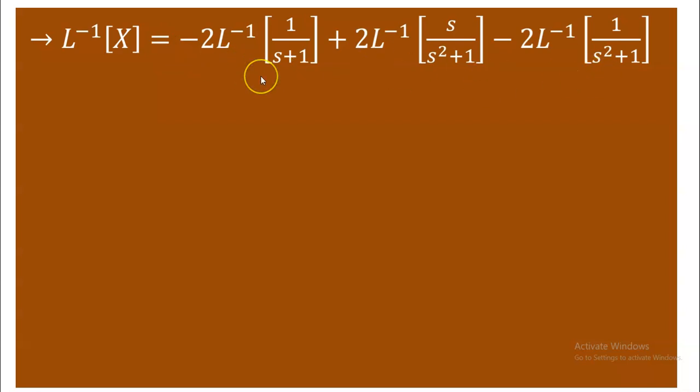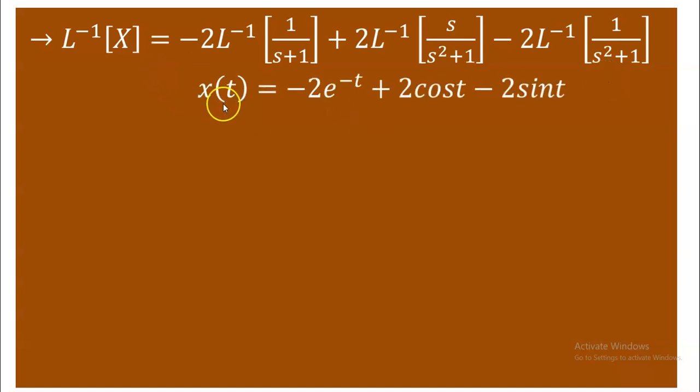This can enable us to know what x of t is. And we know that the Laplace inverse of 1 over s plus 1 is e to the power of minus t. And the Laplace inverse of s over s squared plus 1 is cos t. And for this we have sin t. So when we simplify, x of t is minus 2 e to the power of minus t, plus 2 cos t, minus 2 sin t.